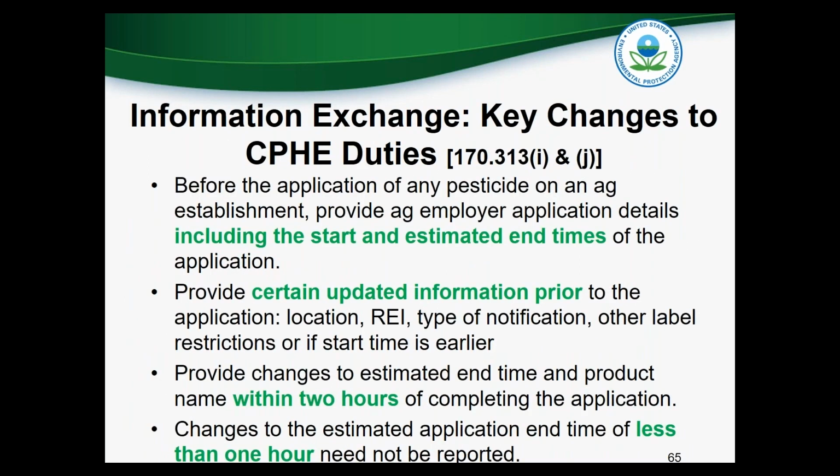Next slide. Key changes here before the application: if applying any pesticide on an ag establishment, provide the ag employer those details, including the start and estimated end times of the application. That's relatively new now. Provide certain updating information prior to the application. Provide changes to estimated end time and product name within 2 hours of completing the application. And if the change to the estimated end time is less than 1 hour, then the commercial handler employer need not provide that to the ag employer.